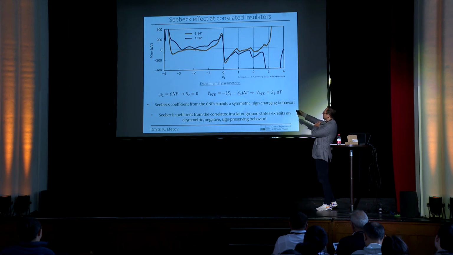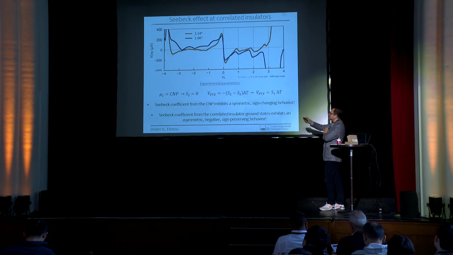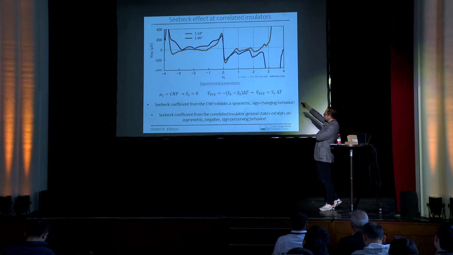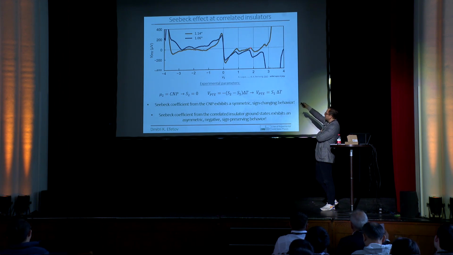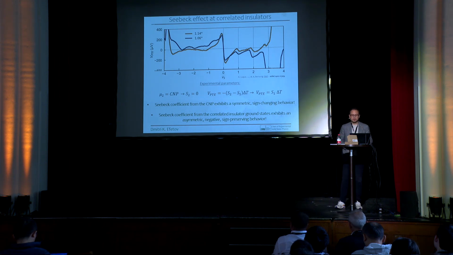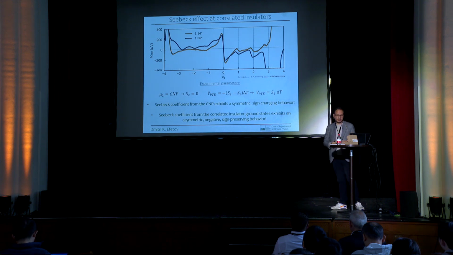However, if you look at the other gaps here at filling factor 1 and filling factor 2, and remember filling factor 2 was our largest gap, we really see an entirely different picture. First of all, the signal is really asymmetric when we go across the transition. And furthermore, we don't see any sign changes, right? So even though on the left-hand side we should have hole-like carriers, we do not. We only see a negative Seebeck coefficient corresponding to electrons.